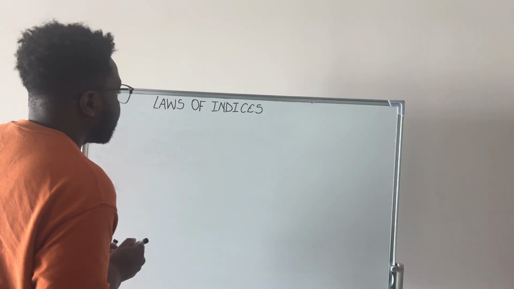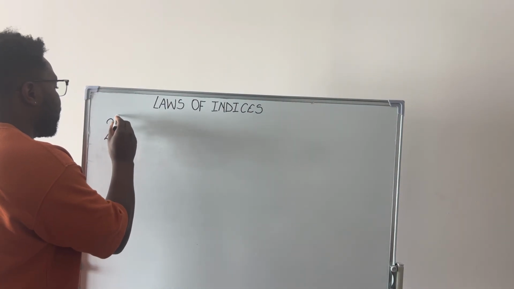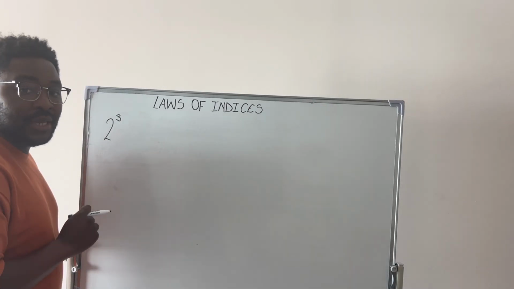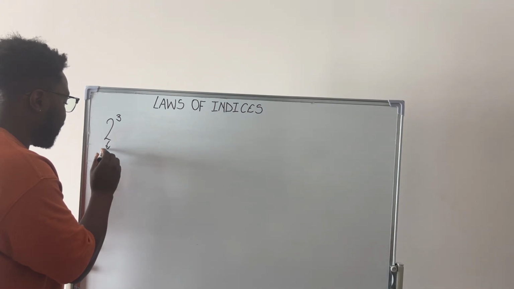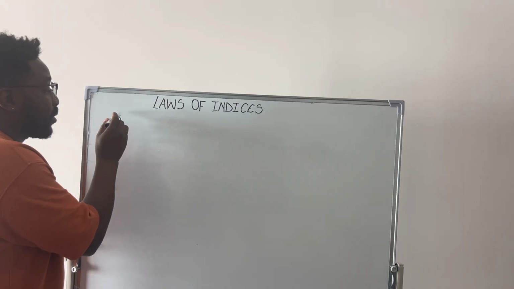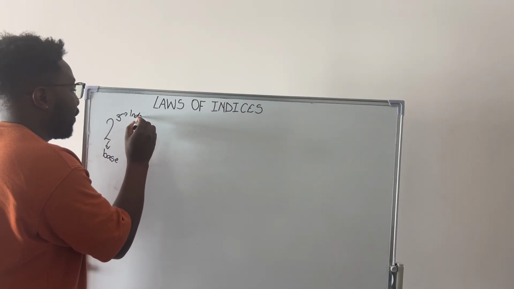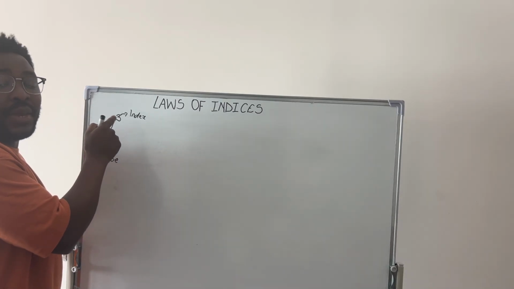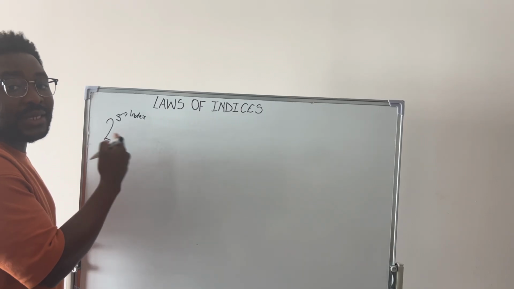Okay, so let's start by looking at this expression: 2 to the power 3. If we look at our big whole number here, 2, this is the base. And our power 3 over there is the index. The index tells us how many times a number or a variable multiplies itself.